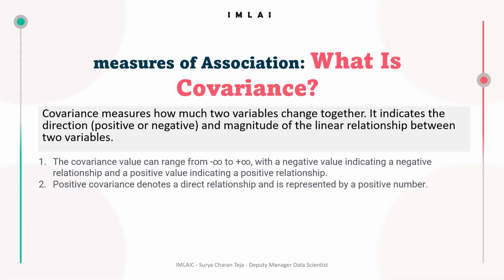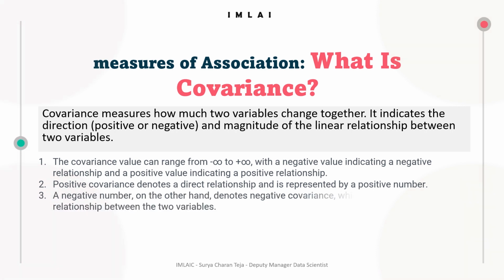Positive covariance denotes a direct relationship and is represented by a positive number. A negative number, on the other hand, denotes a negative covariance, which indicates an inverse relationship between the two variables. Covariance is great for defining the type of relationship, but it's terrible for interpreting the magnitude.